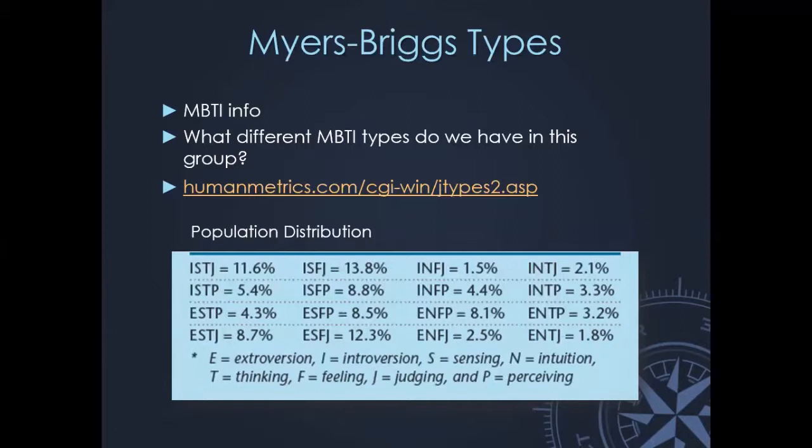specifically ISFJ, ISTJ, and then the E's, ESFJ, and I guess ESTJ is the second highest, whereas INFJ and ENTJ are the two types that occur less frequently in the U.S. So they're a little bit more unique.